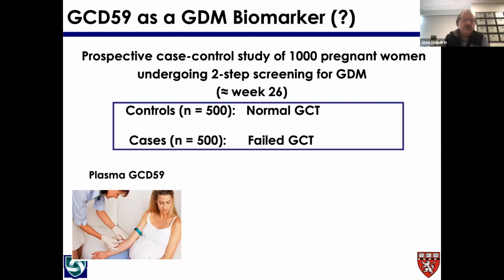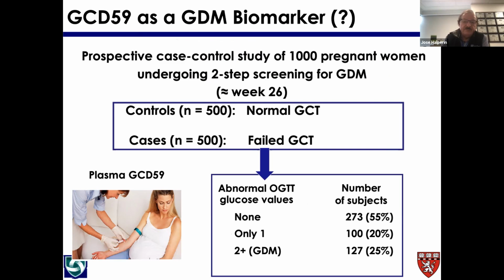So in our study, we conducted a prospective case control study of 1,000 pregnant women undergoing two-step screening for GDM. Of these, 500 had a normal and 500 an abnormal GCT. And as you can see, there were 55% of women with a normal OGTT, about 20% with one abnormal value, and 127 women with a formal diagnosis of GDM.